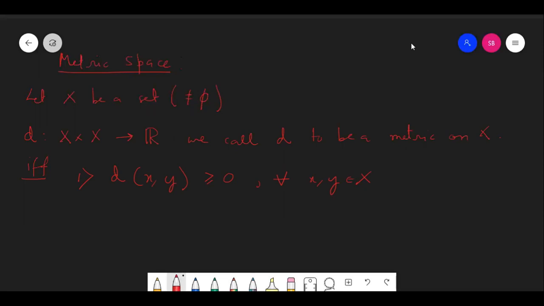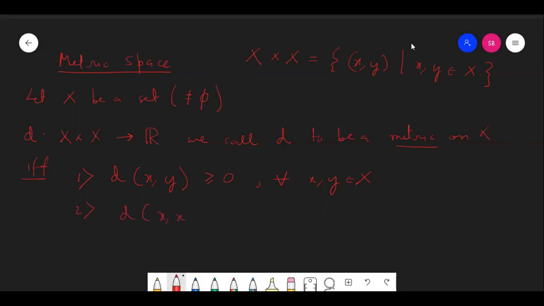So what is that? I just want to make this clear. This is the set of all ordered pairs x, y where x and y both are in X. D is a function taking input from here and giving output in the set R, the set of real numbers. So it is called a metric on X if D of x, y is greater than or equal to 0 for all x, y in X.